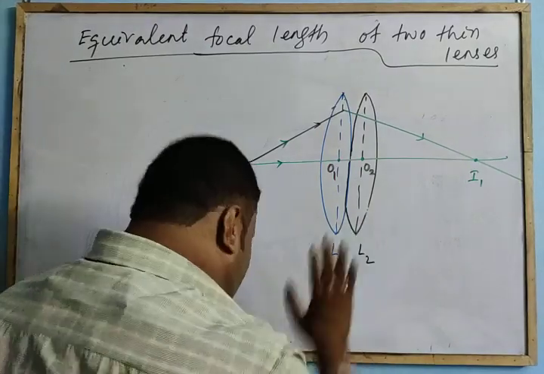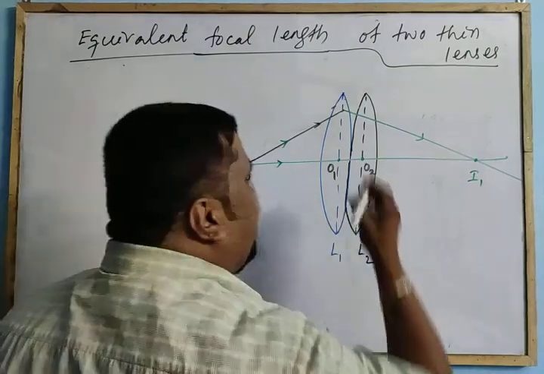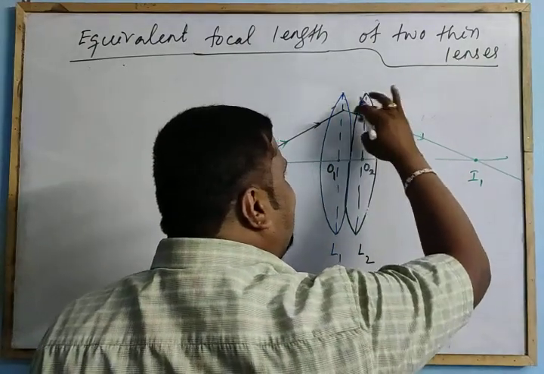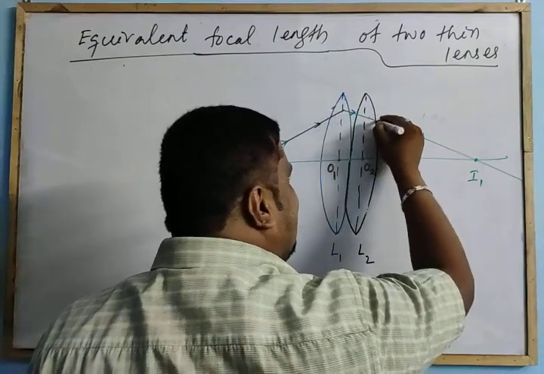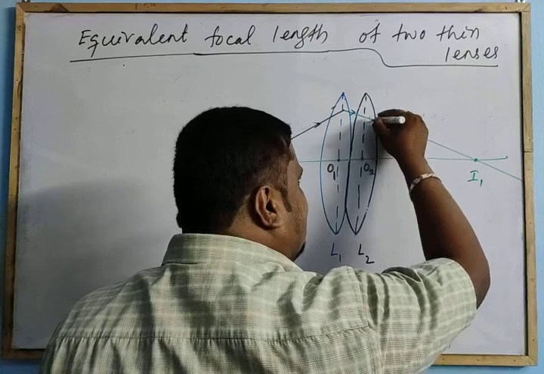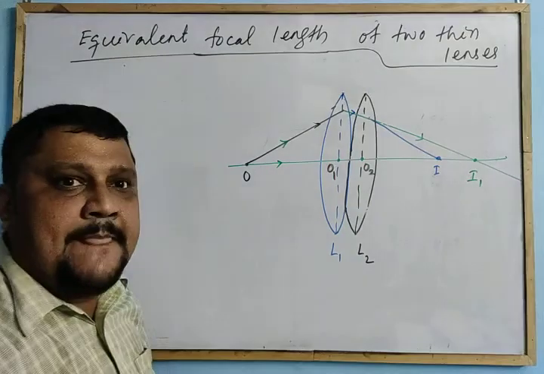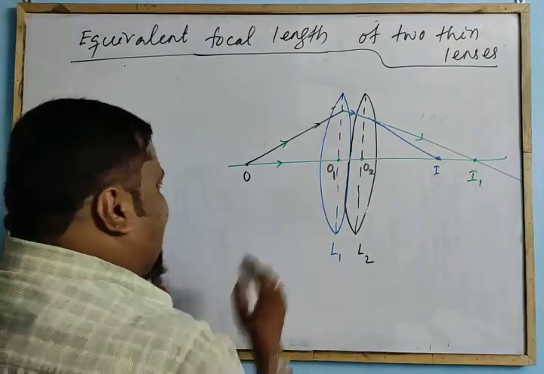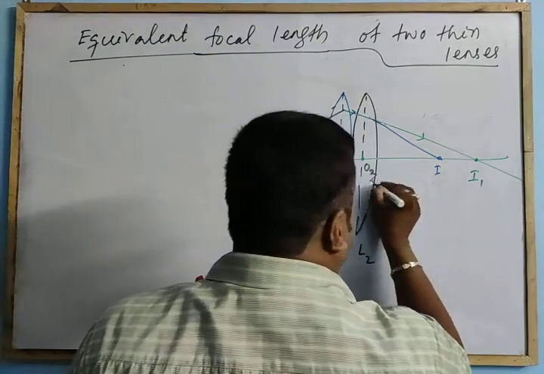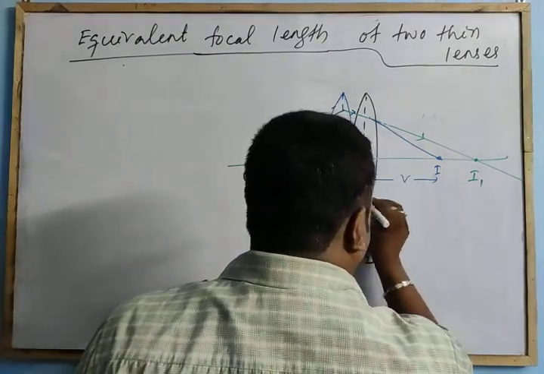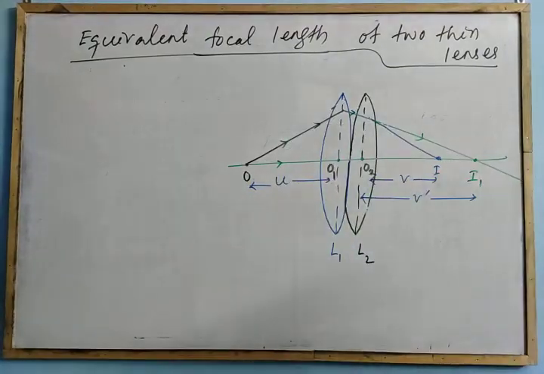But because of the second lens L2, what happens then? The refracted ray, when it passes through this lens, bends further like that, and you will get the image I here. The actual image is I here. Let this be the object distance u, let this be the final image distance v, and let this be the image distance v dash for I1.